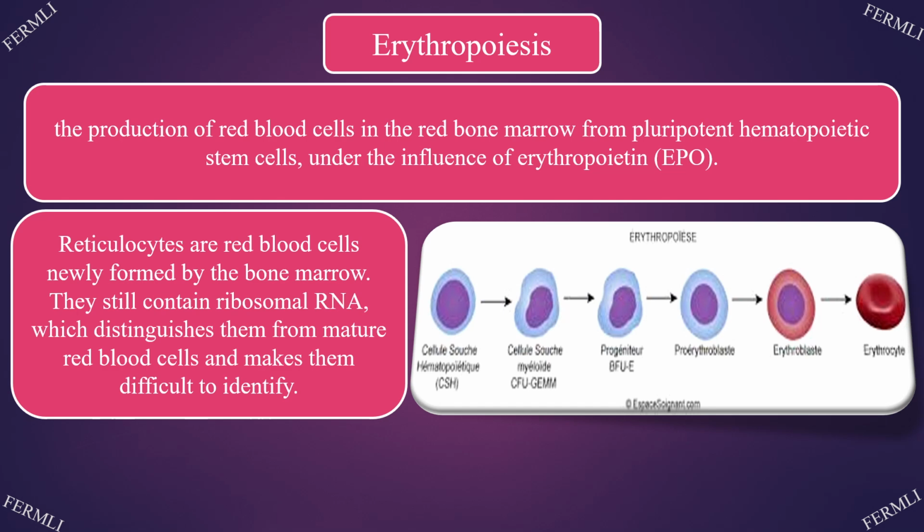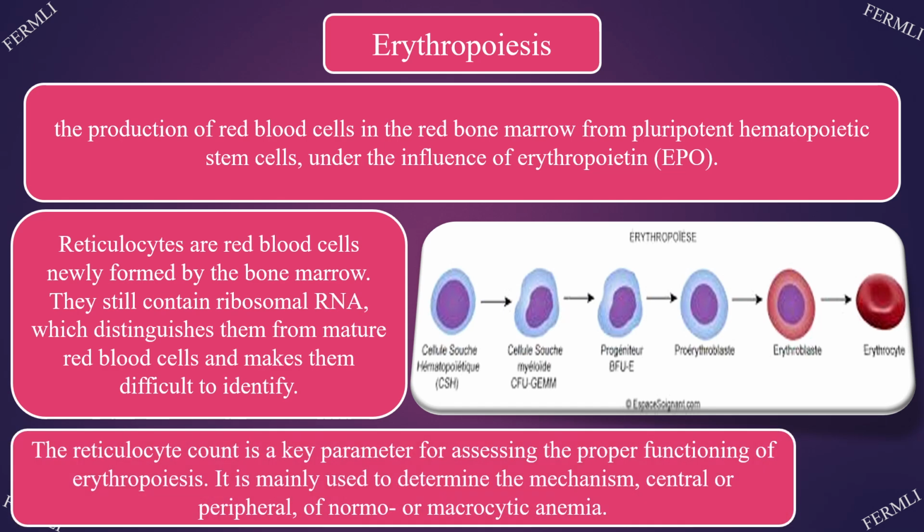Reticulocytes are red blood cells newly formed by the bone marrow. They still contain ribosomal RNA, which distinguishes them from mature red blood cells and makes them difficult to identify. The reticulocyte count is a key parameter for assessing the proper functioning of erythropoiesis. It is mainly used to determine the mechanism, central or peripheral, of normocytic or macrocytic anemia.